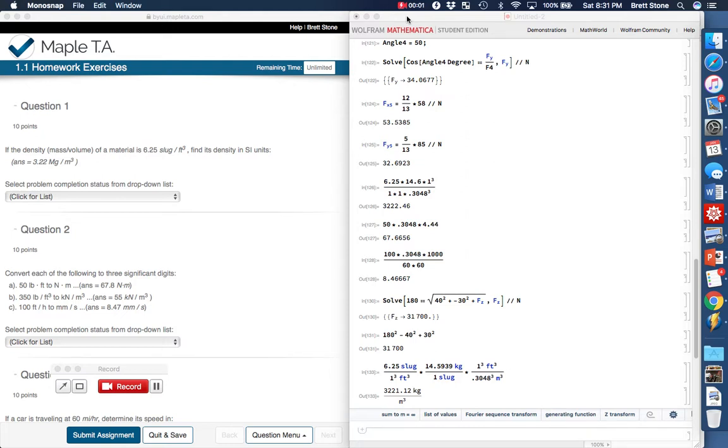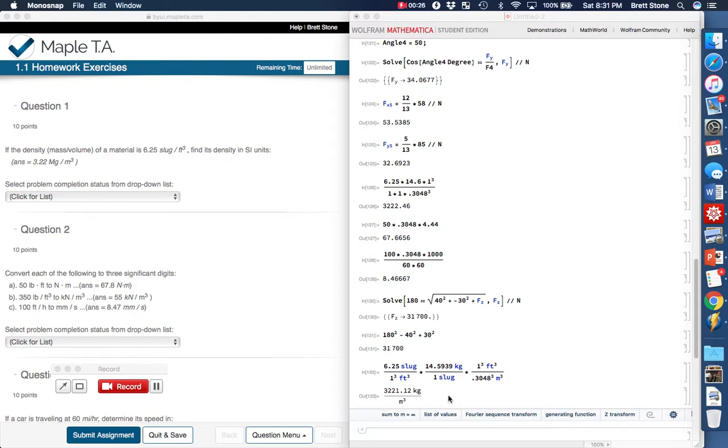I was playing around with Mathematica and I was curious about something, and I thought I would show it to you because I thought it was a pretty handy way to do some of your homework. I'll try and share tips and tricks with you throughout the semester as we go. But anyway, I was looking over here at question 1, and it's a question about converting a density of a material from slugs per cubic foot to SI units.